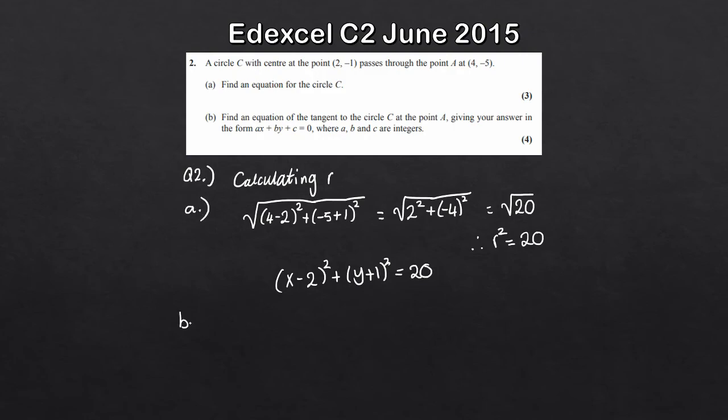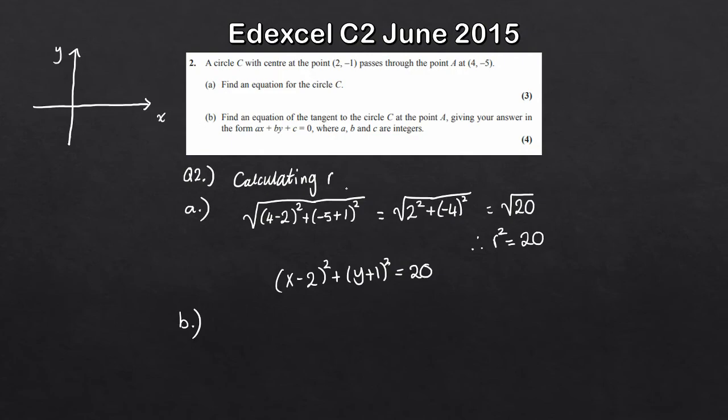Part B then, we want to find an equation of the tangent to the circle C at the point A. So we've got the point A. We just need to find the equation of the tangent. Now I think, again, a sketch is a good idea here, just trying to see what's going on. So we'll see if my artwork gets us through here. That actually weren't too bad, to be honest. It's normally a lot worse.